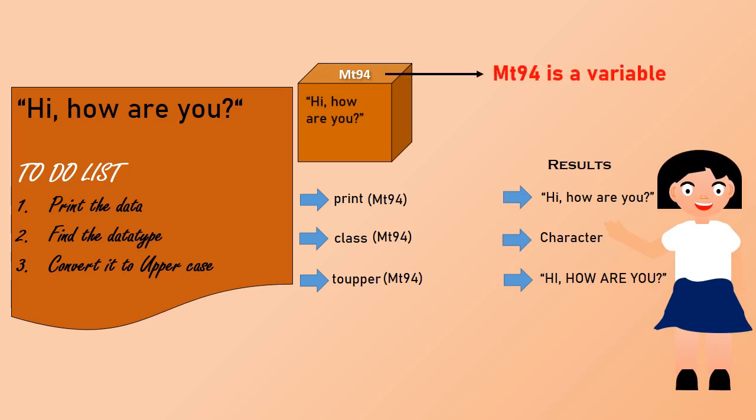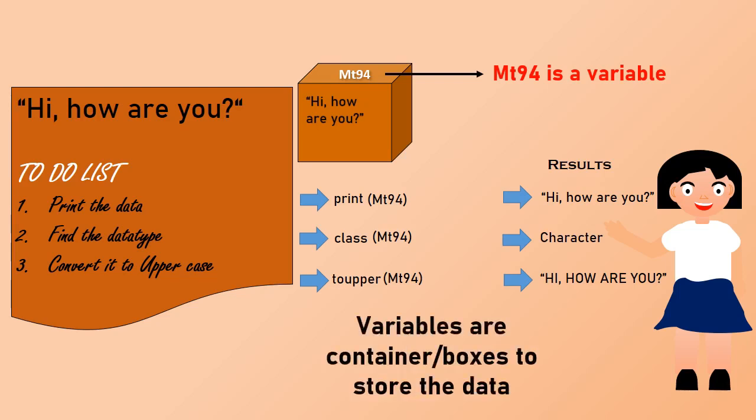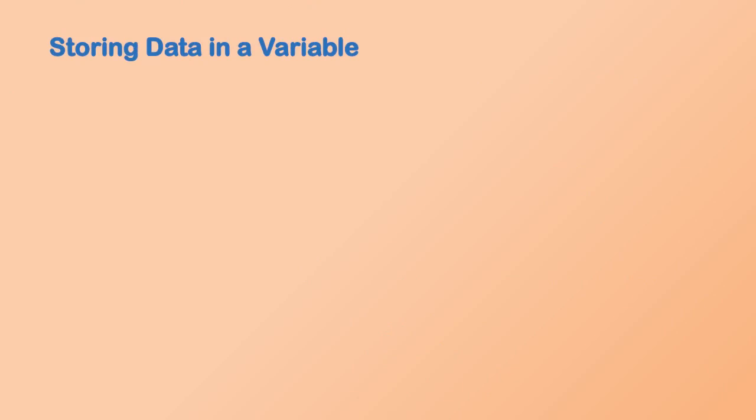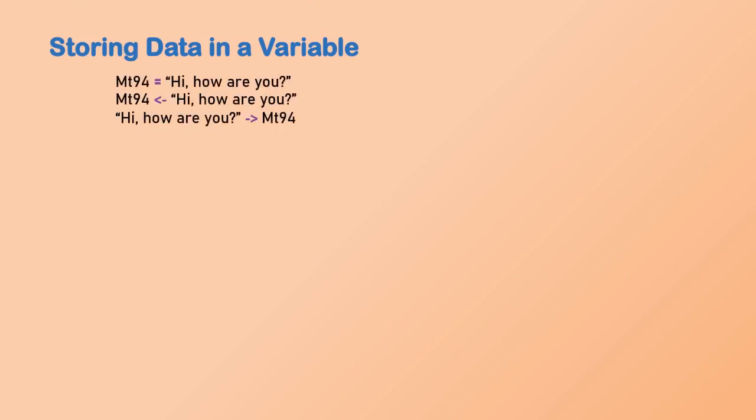This empty94 in programming language is known as a variable. Thus, a variable is actually a container or a box where you can store the data. Storing the data in a variable is easy. Just name the variable, add an assignment operator, and mention the data you want to store. Assignment operator is used to assign value to the variable.